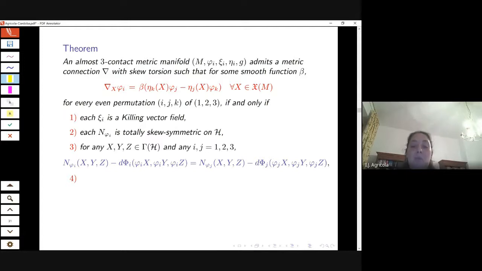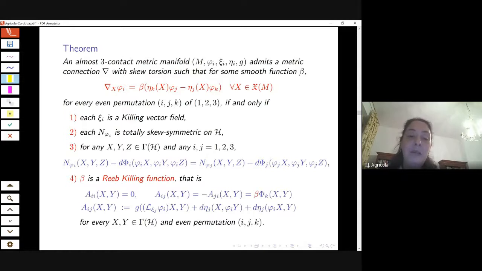And for any x, y, z horizontal vector fields, I have an ugly equation. The ugly equation means that a certain linear combination of n minus d phi I, n phi I minus d phi I, is always the same whatever the index is. So this is how you should look at it. For each I, you write down this quantity, and the three quantities have to be equal.